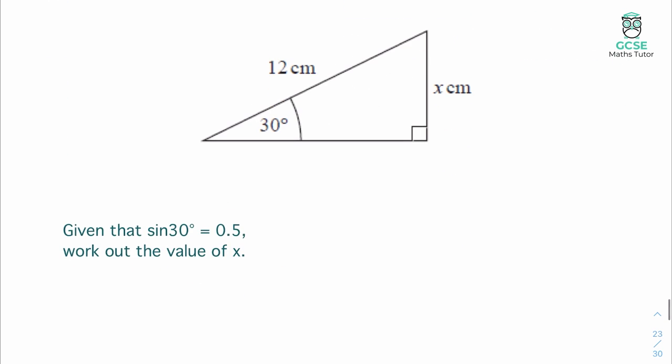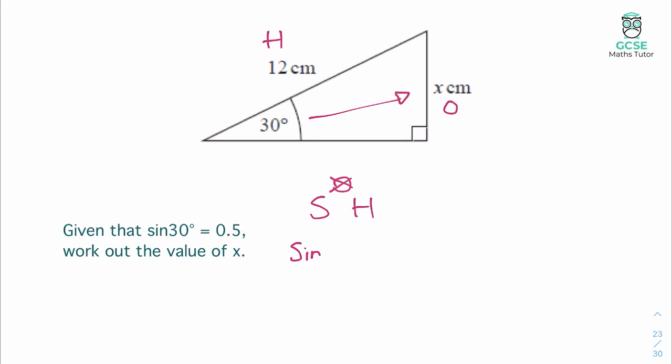Work out the value of x. So this is using SOHCAHTOA. We have our opposite and we have our hypotenuse. So we're going to use sine, SOH. We're working out the opposite, so we cross that out, so it's S times H.